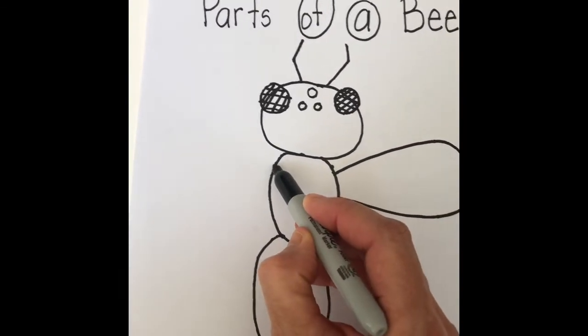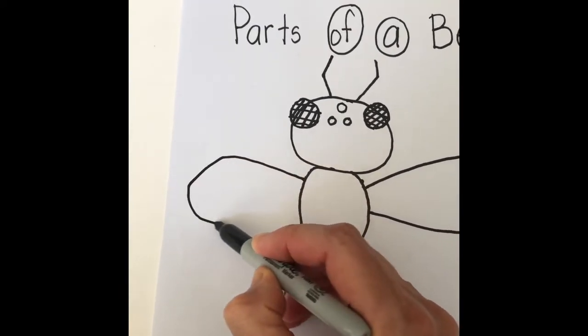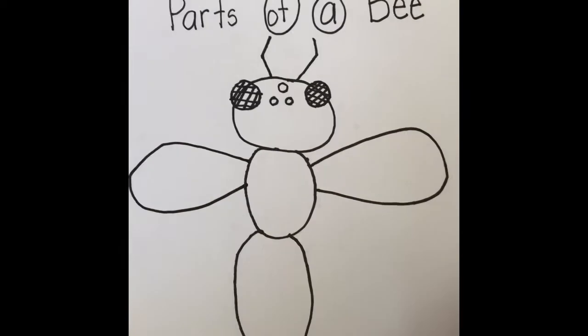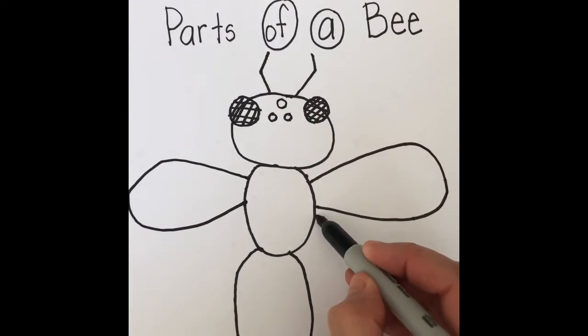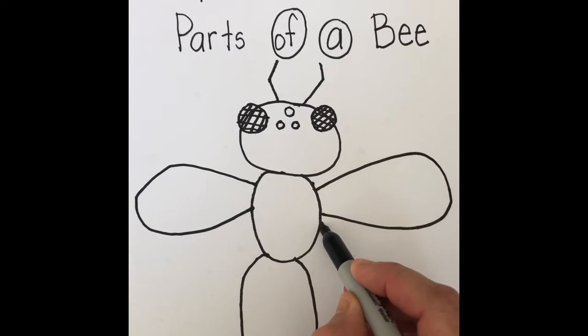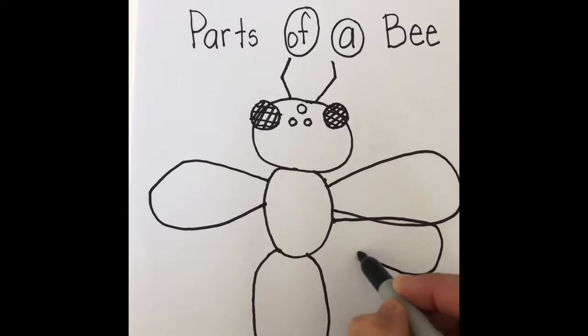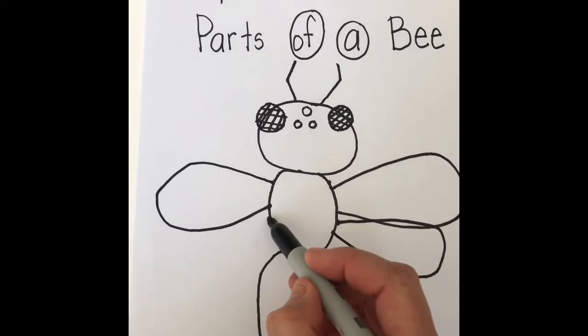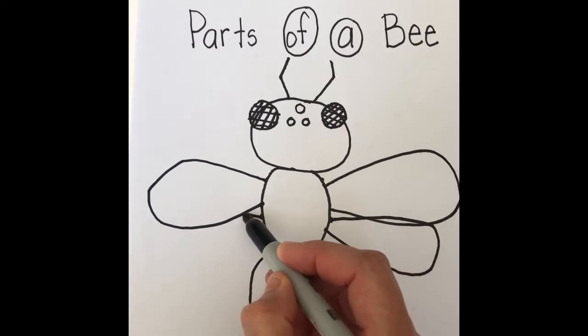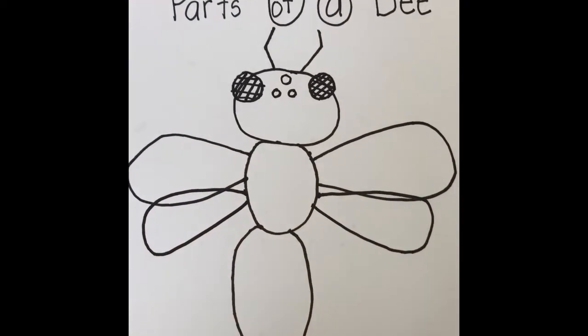Come over to the left side, pull it out, come around, and back in. And then 2 more wings on the right and left. We're going to pull it curved out, a little bit smaller, back in, and on the left side, out, a little smaller, and pull it back in.